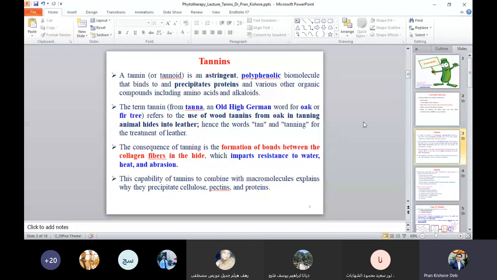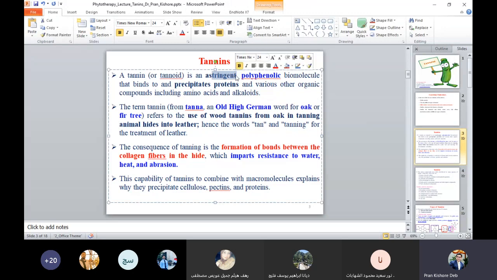Now coming to tannin, what are they? Tannins or tannoids are astringent, polyphenolic biomolecules that bind and precipitate proteins. You know what astringent is, right? Astringent is any compound that is able to precipitate proteins. And they can precipitate proteins and various other organic compounds, including amino acids and alkaloids. Of course amino acids, because proteins are made up of amino acids.